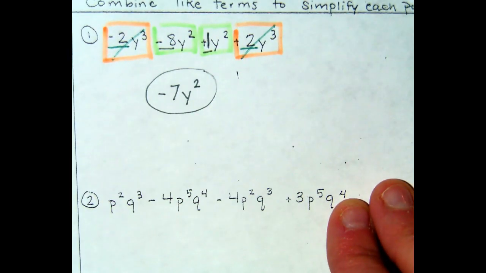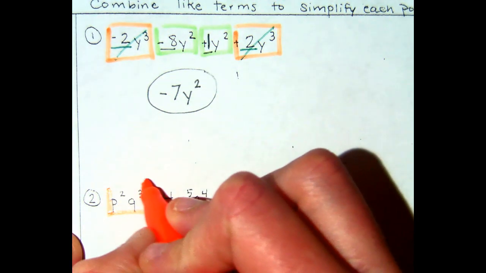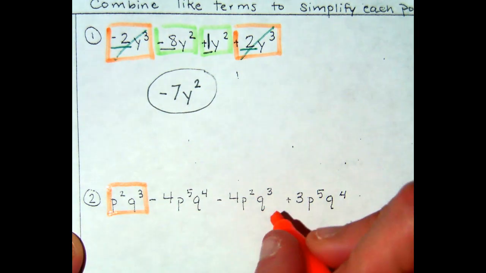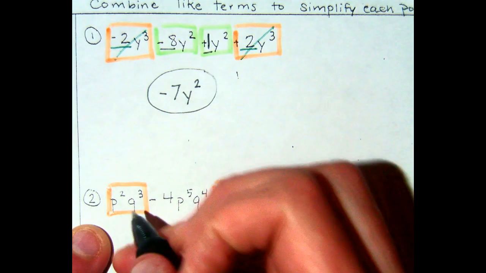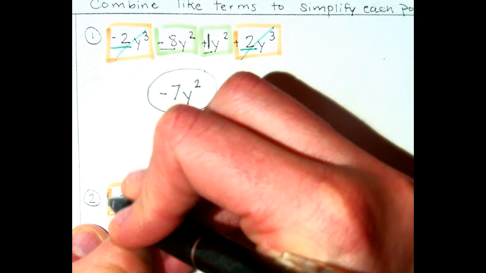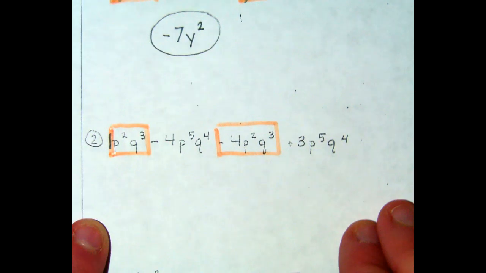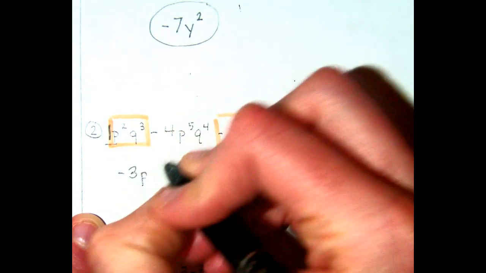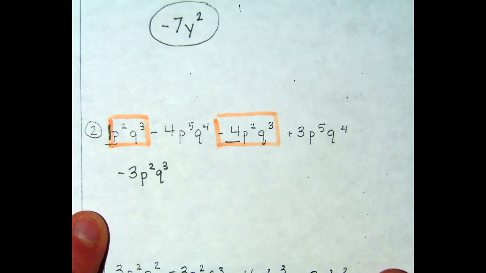Number 2. P squared q to the third. Are there any more p squared q to the thirds? Where? This one right here. What number's in front of the first one right here? Yeah, since there's no addition or subtraction between it, it is all one piece there. What is 1 minus 4? Negative 3. Do not change p squared or q to the third. I just changed the number in front.